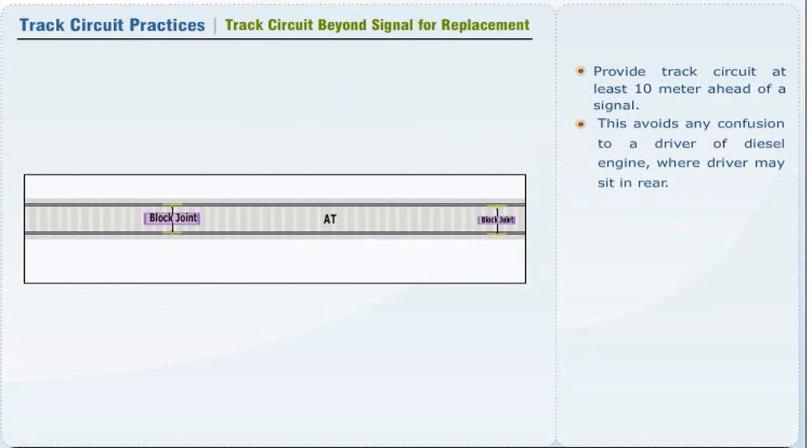Track circuit beyond signal for replacement. Provide track circuit at least 10 meters ahead of a signal. This avoids any confusion to a driver of a diesel engine where the driver may sit in the rear.